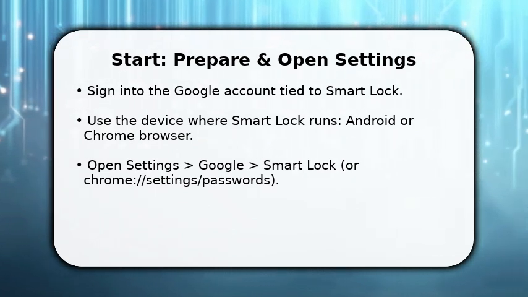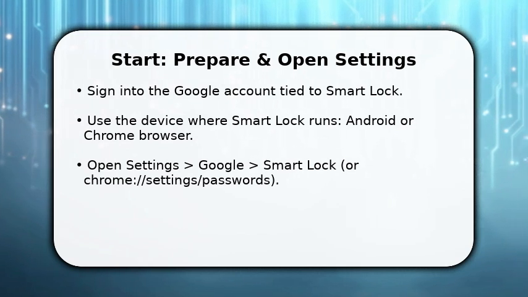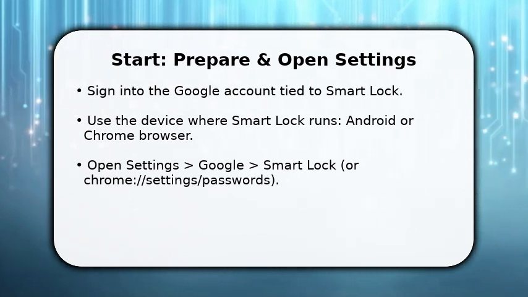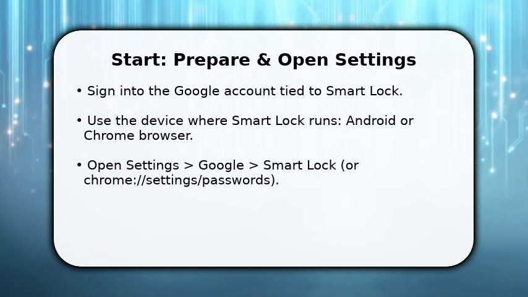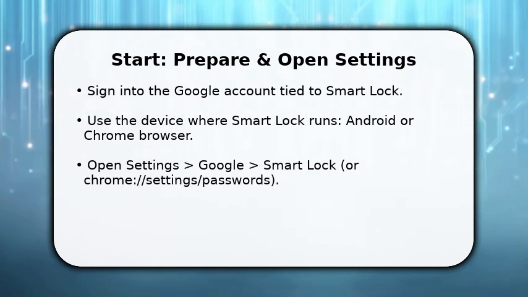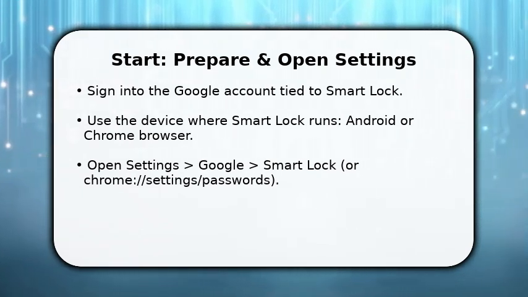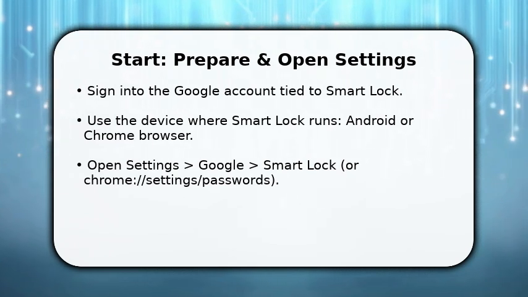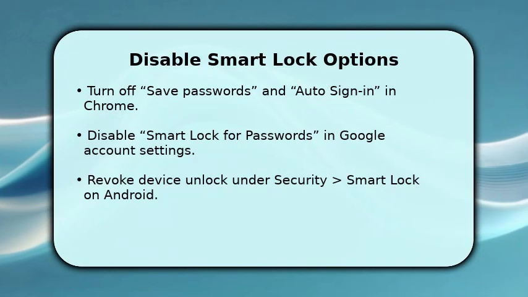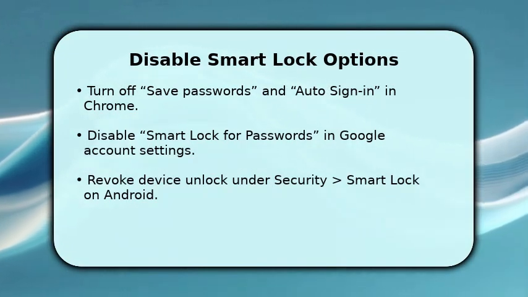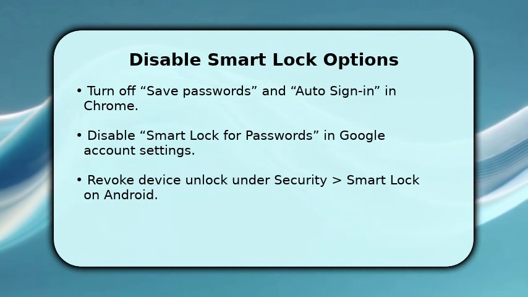Once you've opened the correct panel, locate the Smart Lock sections for passwords and Android device unlocking. Make sure you stay signed in while changing these options so settings sync correctly. Now disable each Smart Lock feature. In Chrome, switch off Offer to save passwords and auto sign-in so Chrome stops capturing credentials.